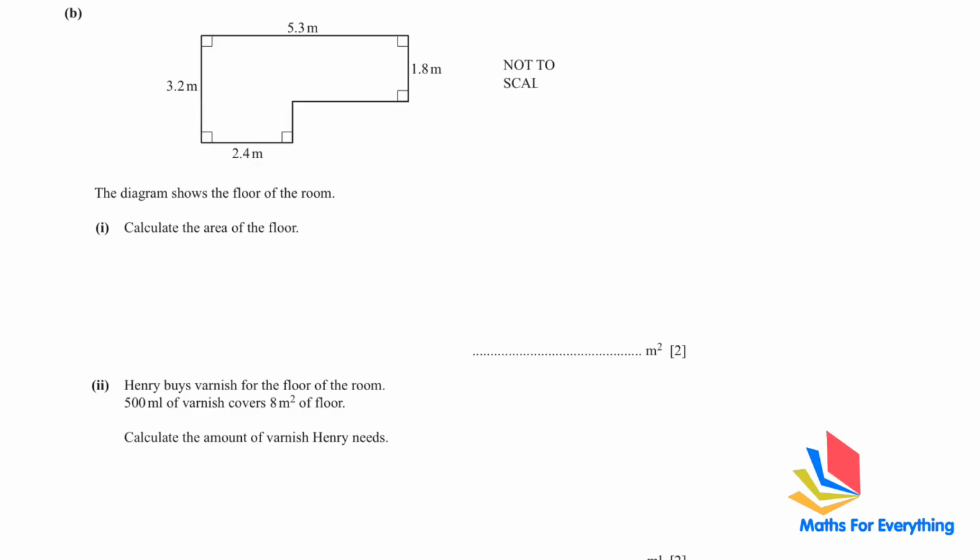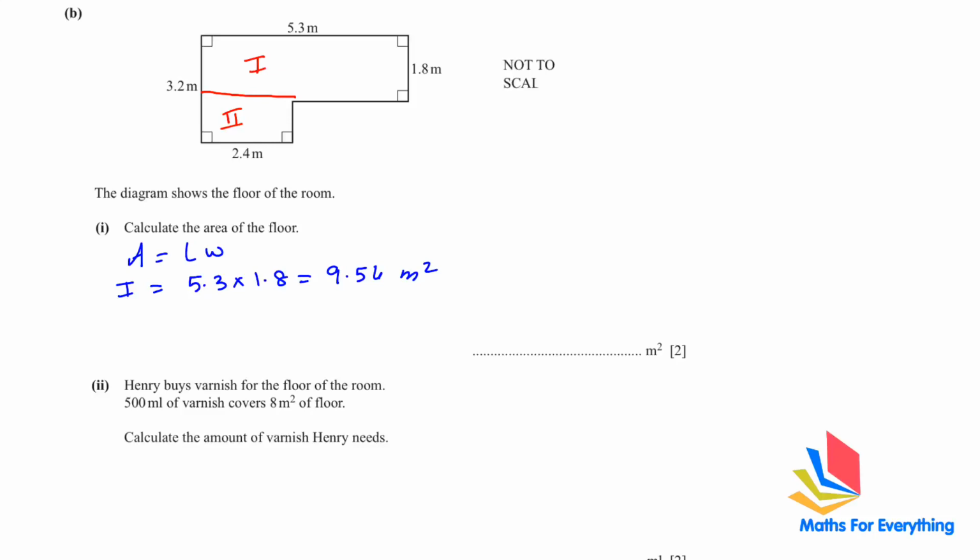Part B. We have been given a diagram, and it is the floor of the room. Calculate the area of the floor. Divide it into 2 parts. So this is area 1 and this is area 2. To find the area of a rectangular shape, we multiply length with width. Area 1, the length is 5.3 and the width is 1.8. That is 9.54 square meters.